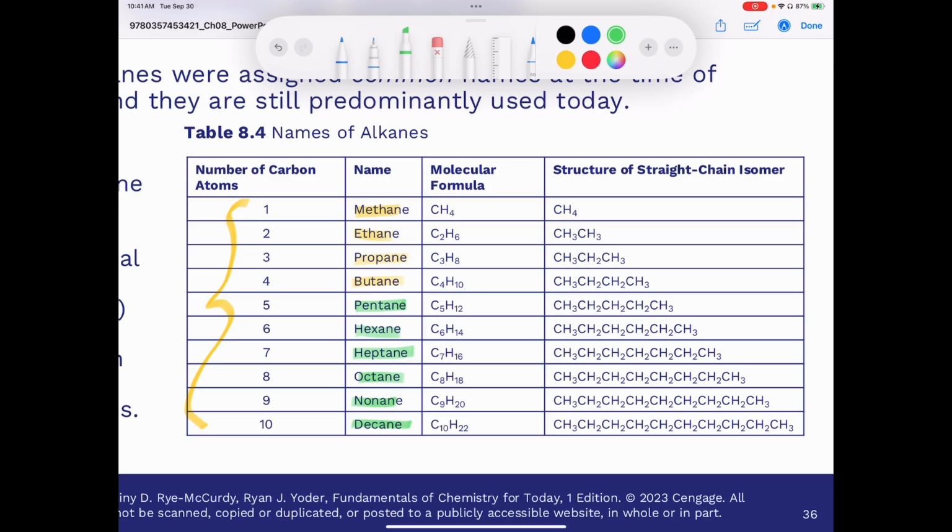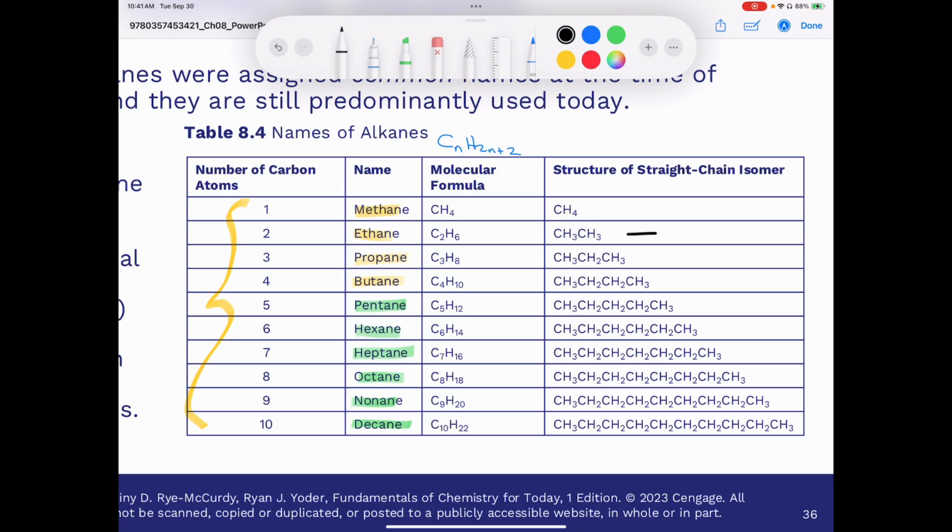And so here you have the molecular formulas of all of them. You can see that they all follow the generic formula CnH2n plus 2. And there are the structures of the straight chain isomers. You could practice drawing your bond line structures here. So there's no bond line structure really for methane because it only has one carbon.